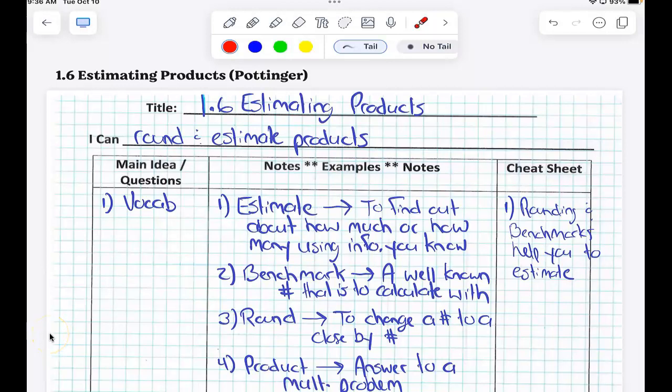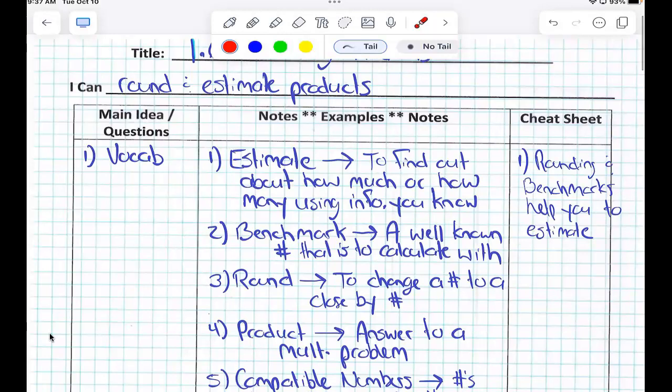Good morning. All right, today we're working on estimating products. Can you round and estimate products? Yes. Okay, an estimate helps us to find out how much or how many. Okay, just answer the question in the normal tone. Otherwise, the video is going to go on and on and on.